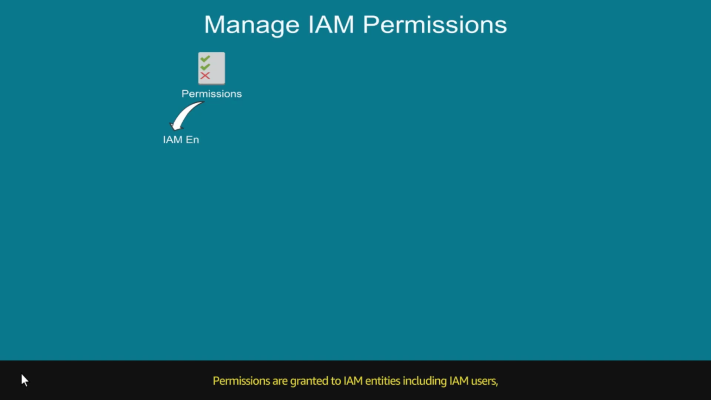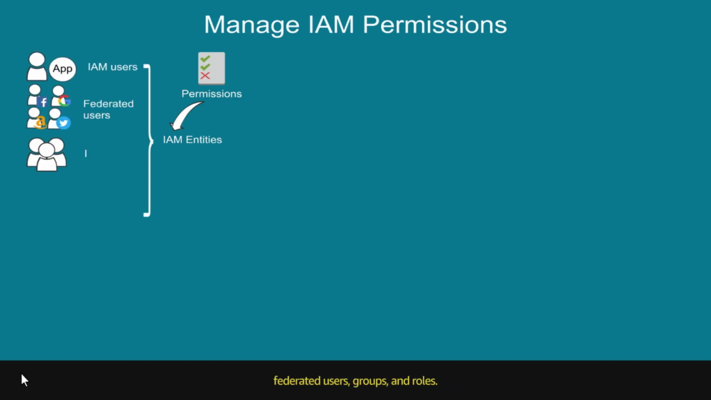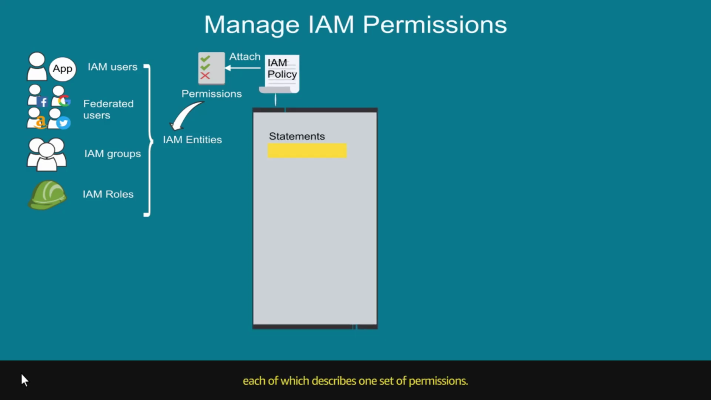Permissions are granted to IAM entities, including IAM users, federated users, groups, and roles. To give entities permissions, you can attach a policy. A policy consists of one or more statements, each of which describes one set of permissions.